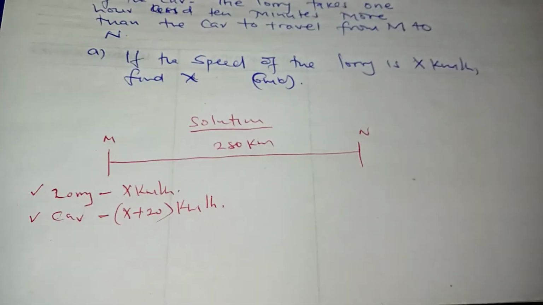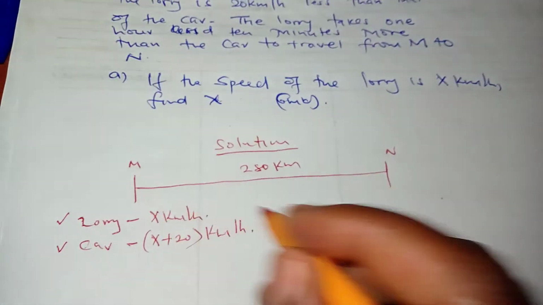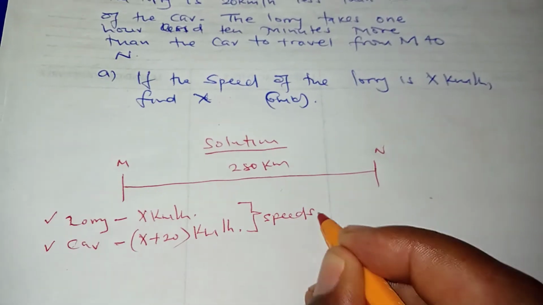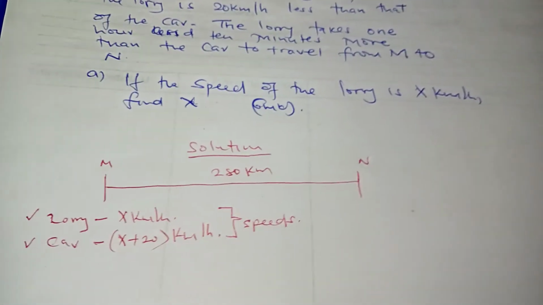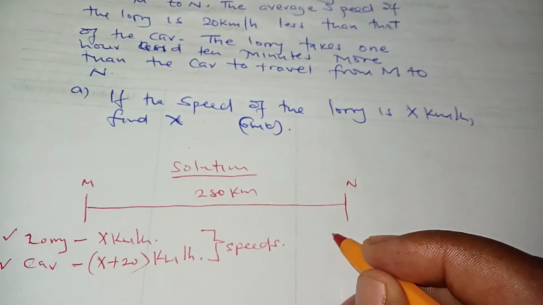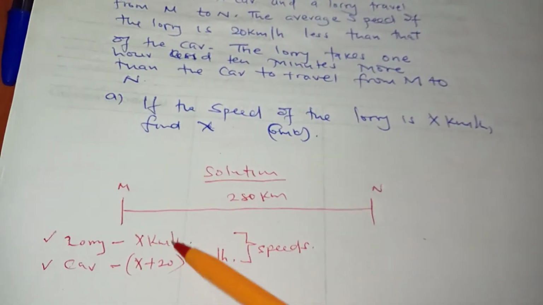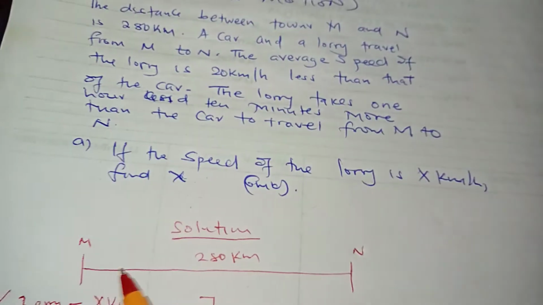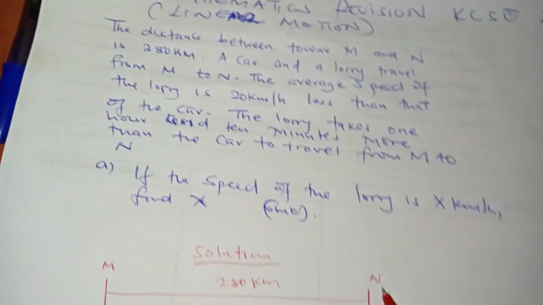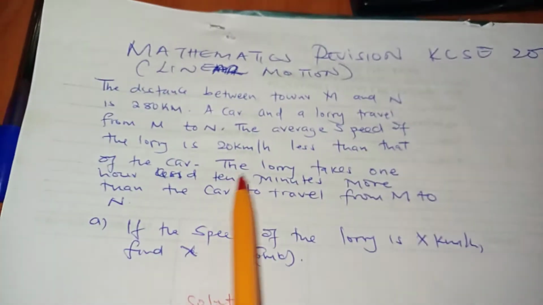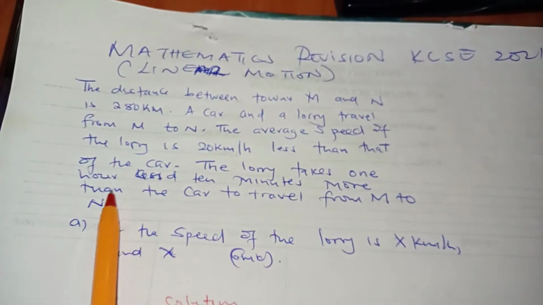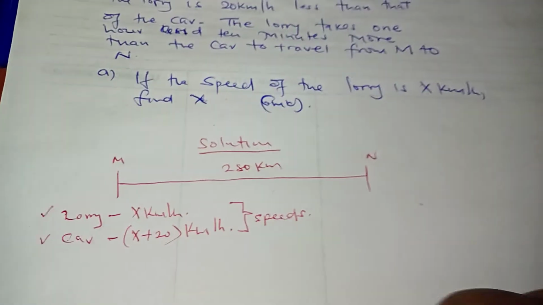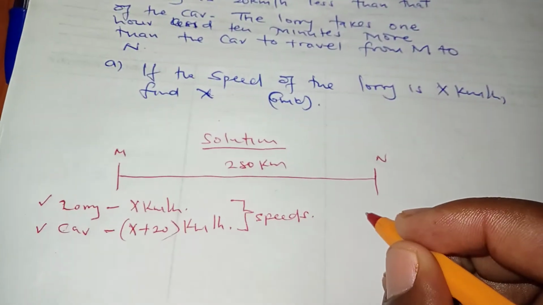So that's the breakdown for speed. This is as far as the speed is concerned. So this bit is for the speeds for the two bodies, right? Okay, and now from here we need to investigate what happens now that they have a difference in speed and these two bodies left at the same time, from M proceeding to N. So here we are told that the lorry takes 1 hour and 10 minutes more. So we need to investigate now what happens when it comes to time.